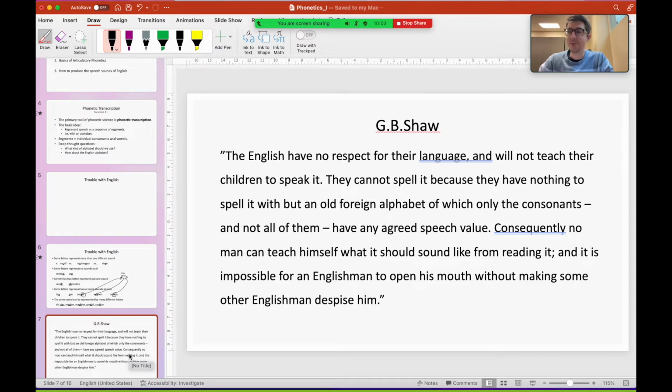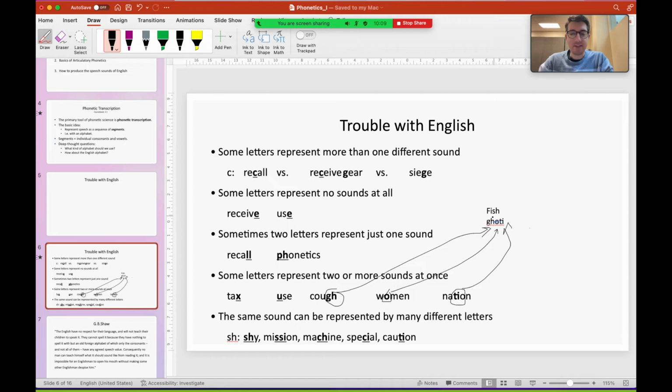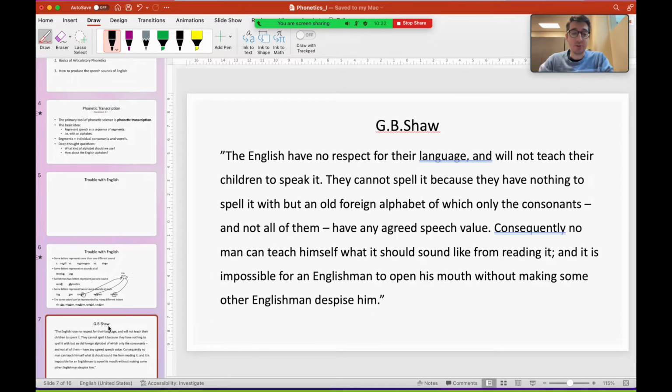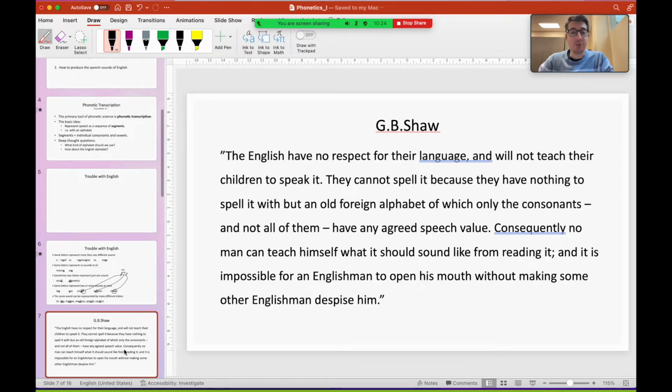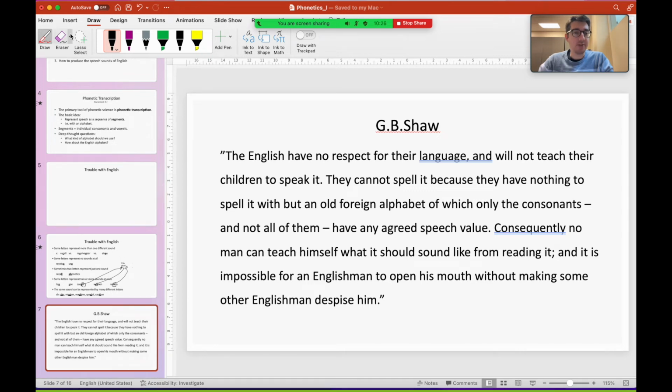I think he is going too far, but for our purposes, we don't want to have this kind of ambiguity. So I want to have a representation of one sound and one symbol. No ambiguity at all, and George Bernard Shaw noticed that very well.